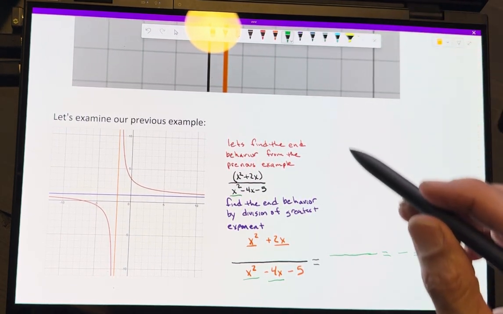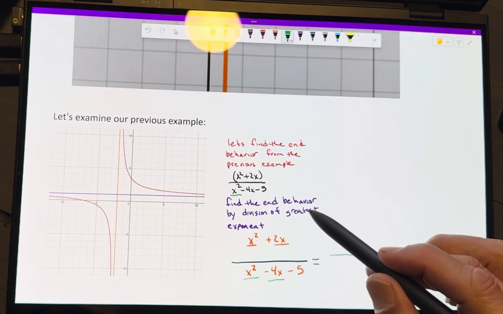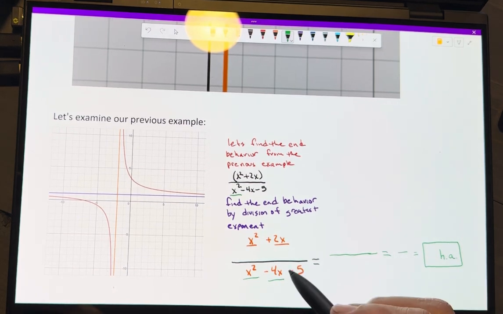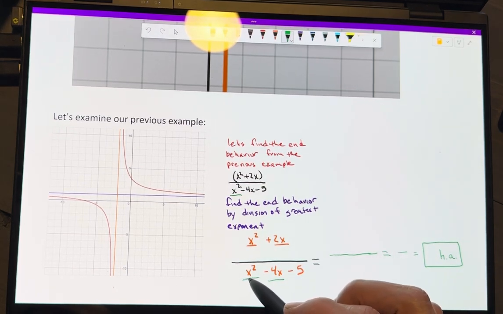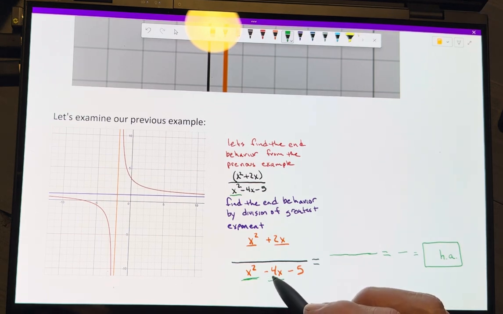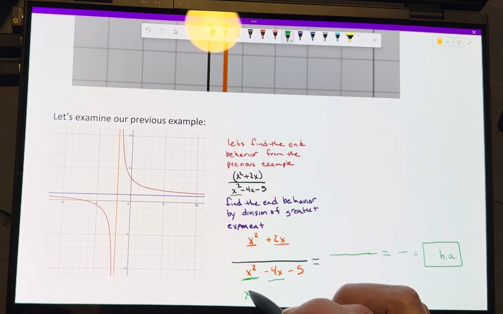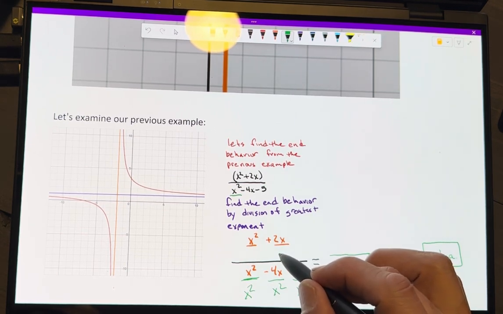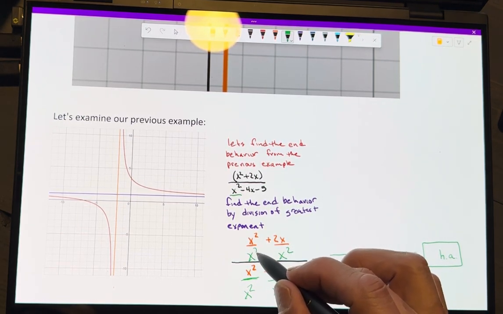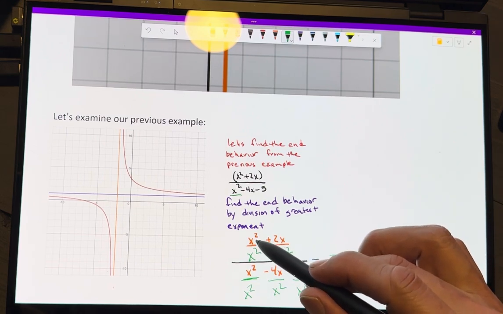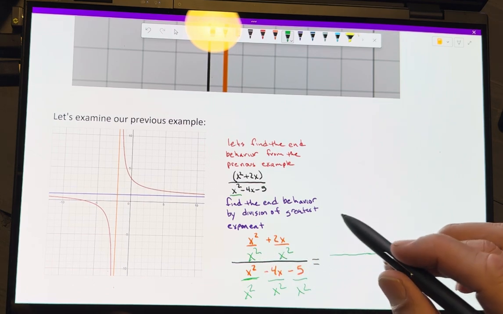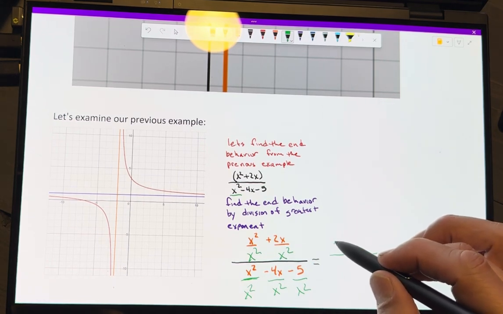So I want to remind you how we find end behavior. We find end behavior by dividing by the greatest exponent in the denominator. The greatest exponent we have is x squared. So let's divide everything by x squared. And now we're trying to find a constant. So x squared divided by x squared, that gives us 1.